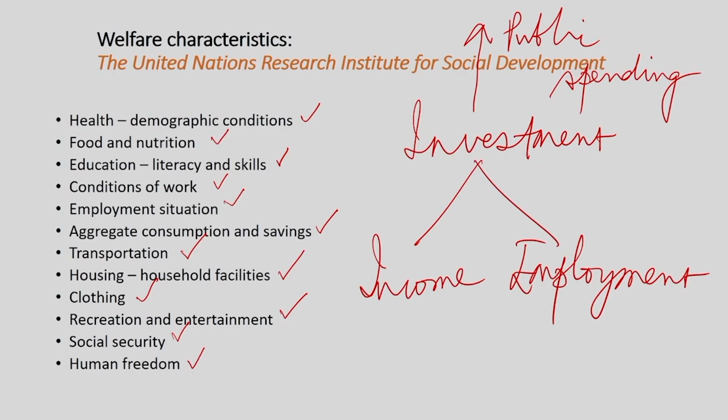Okay? That's what the United Nations Research Institute for Social Development outlined as the welfare characteristics of development in terms of health, food and nutrition, education, conditions of work, employment situation, aggregate consumption and savings, transportation, housing, I mean household facilities, clothing, recreation, entertainment, social security and human freedom.